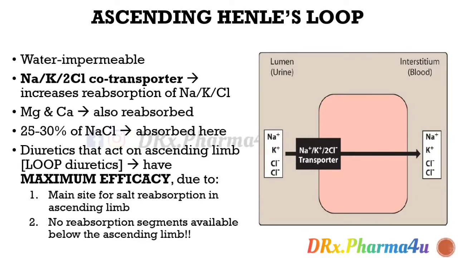And after the ascending Henle's loop, then comes a distal convoluted tubule, and then comes the collecting duct. They are not very powerful reabsorbers. They do reabsorb, but the concentration of reabsorption or the percentage of reabsorption is very low. So if any diuretic is acting in the ascending limb, it is very powerful.